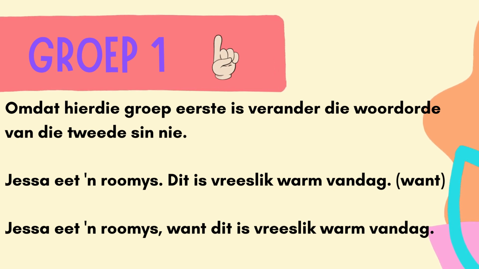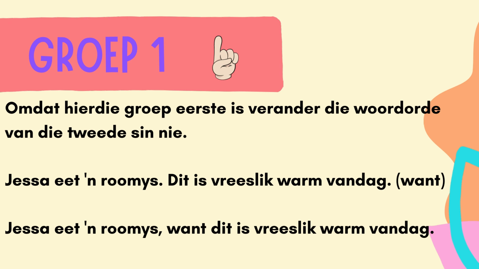If you see a conjunction that belongs to group 1, as jy 'n voegwoord sien wat in groep 1 behoort, that means that the second sentence does not change. Dit beteken daar is geen woordorde wat verander nie. So, omdat hierdie groep eerste is, verander die woordorde van die tweede sin nie. Because this conjunction belongs to group 1 and group 1 is the first group, we don't change the word order of the second sentence. We simply put the conjunction in between the two sentences.